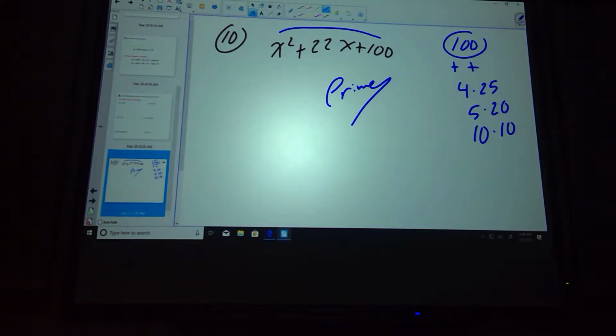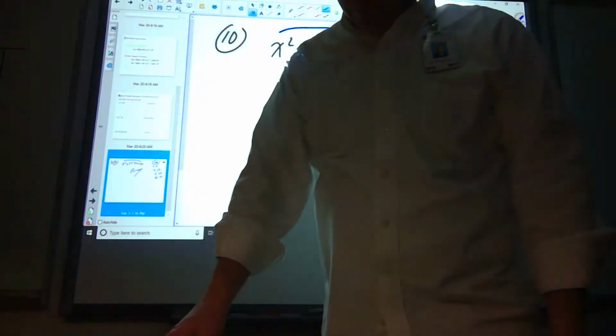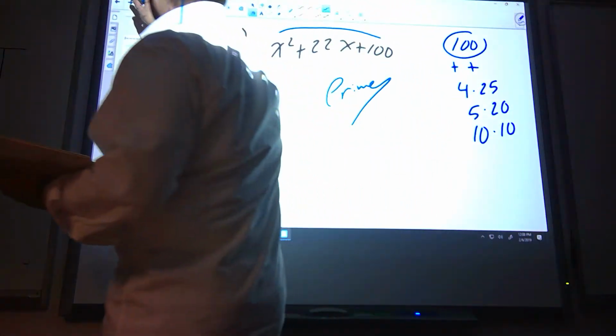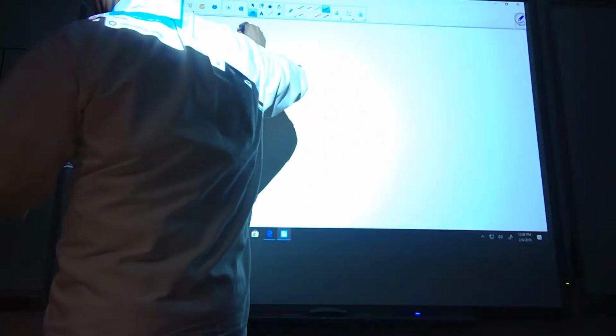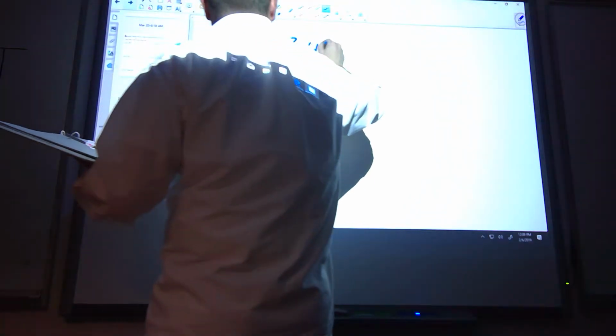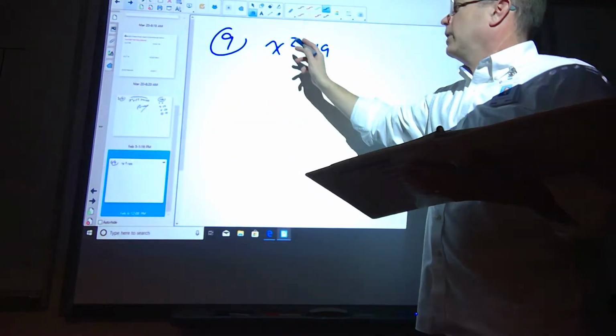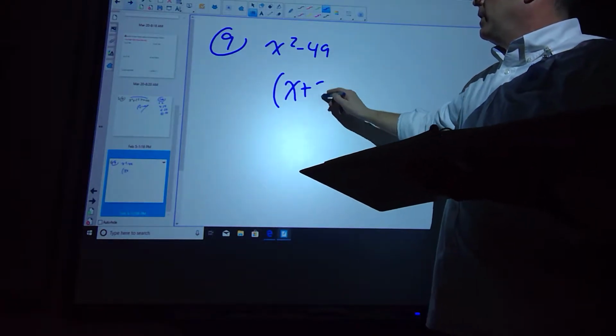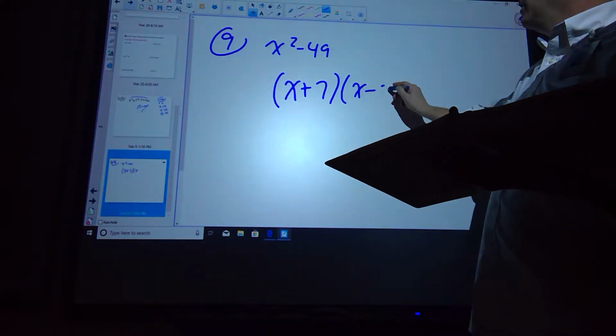What else would you like to see? That number 9? And then what do you got? 26? Remind me to come back to 26, okay? Number 9. 9 is the difference of two squares. So I get x squared minus 49. This is one we worked on yesterday. Perfect square separated by a subtraction sign. So I get x plus 7, x minus 7. Done.